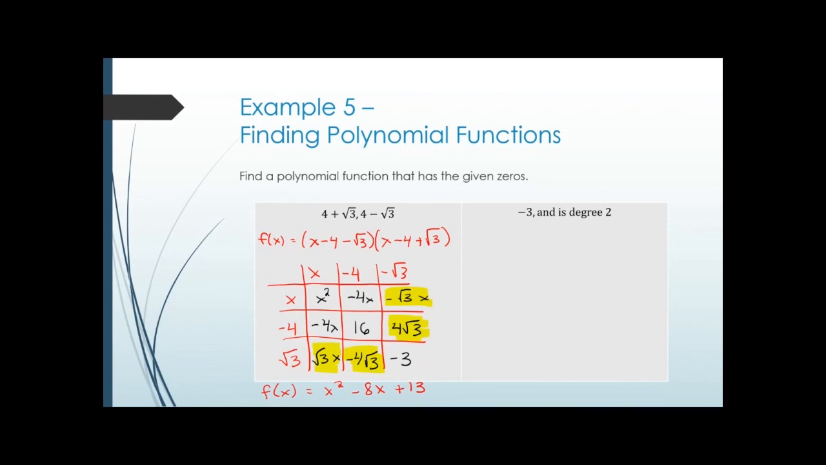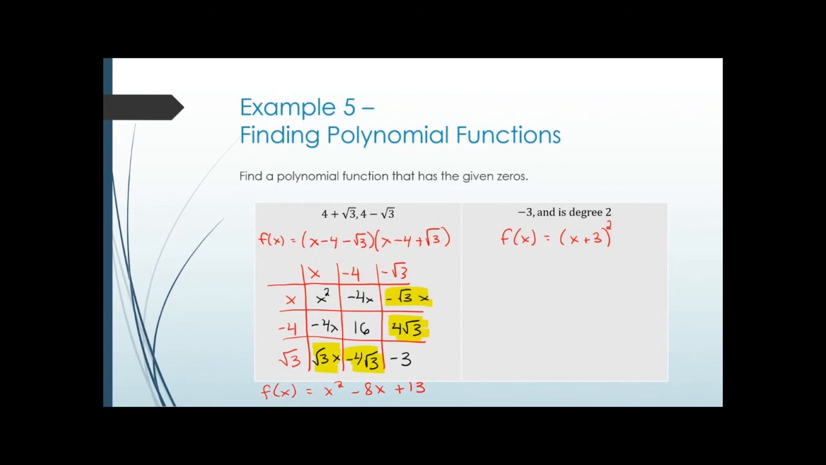Now the one on the right here is actually quite easy. It says that our zero is negative 3, so that's x plus 3. Now the thing is, it specifies degree 2, so that means we need to have 2 zeros. We don't have another zero, so this must be a repeated zero. And so we just put a 2 on it to make sure that we have it listed twice, so that we do have 2 zeros there.